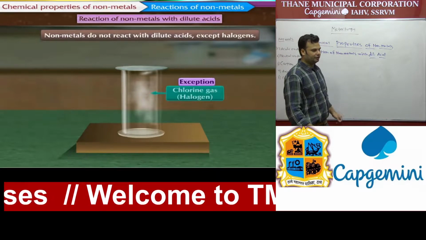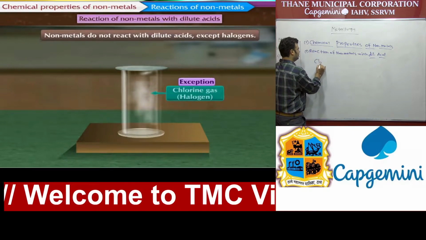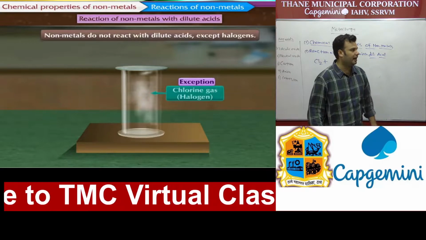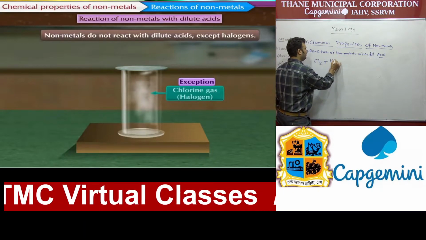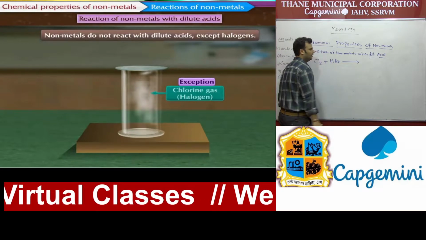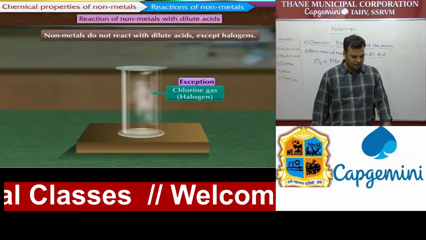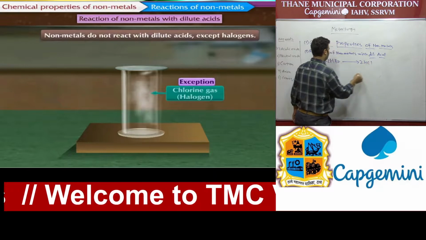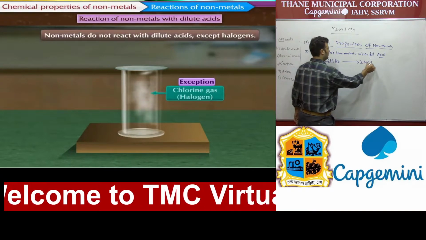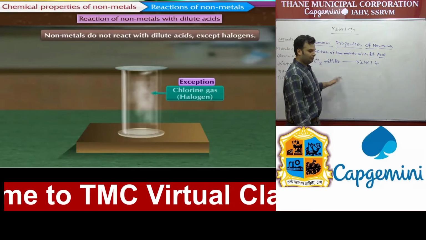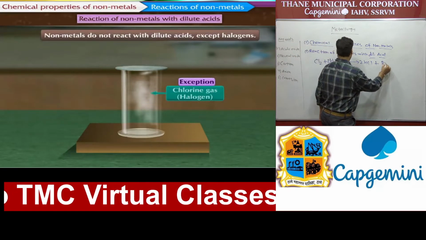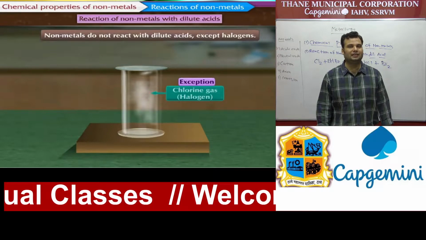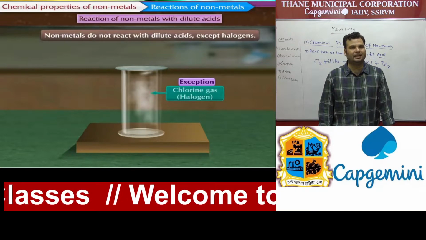So take one example, a halogen, chlorine, Cl2, when it reacts with HBr, hydrobromic acid. At that time they will form HCl and Br2. So 2HCl, 2H and 2Cl, 2HCl plus Br2. Br is a halogen, so Br. So you can see in the slide also, non-metals do not react with dilute acid except halogens.